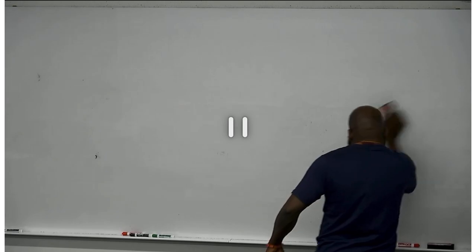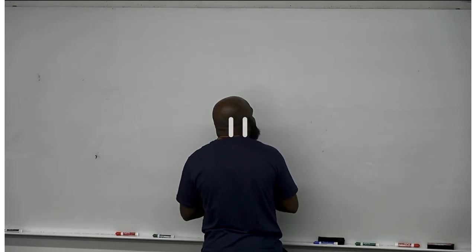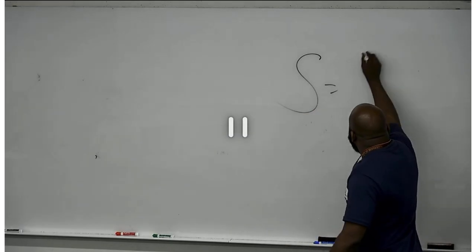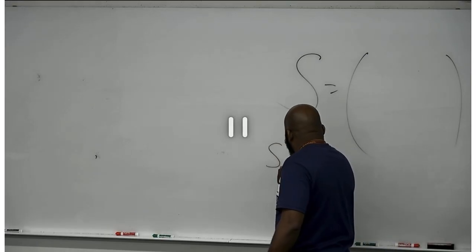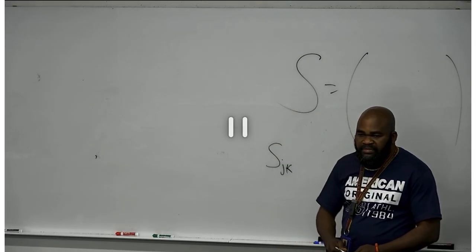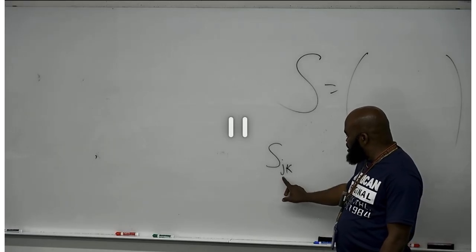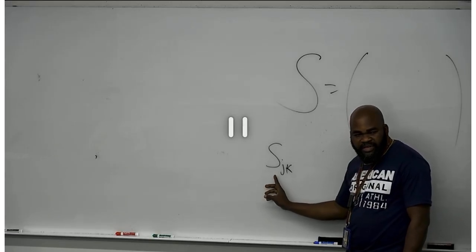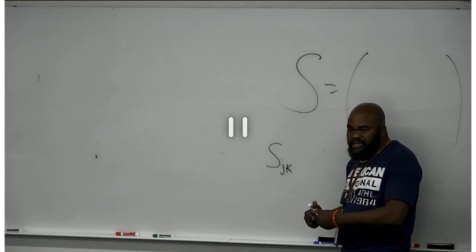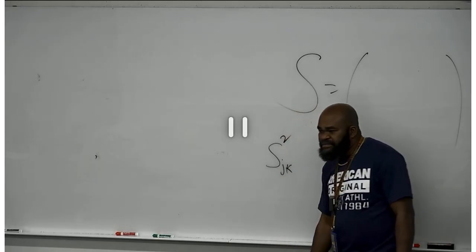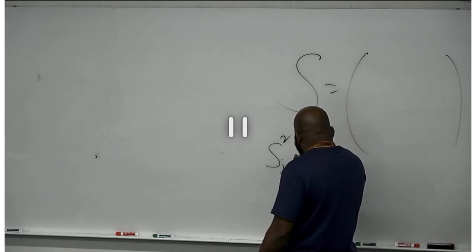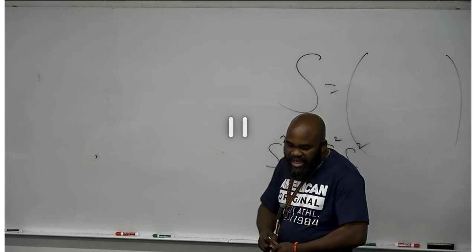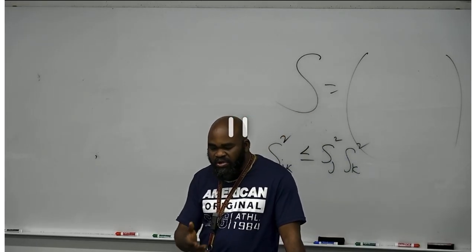If this represents the covariance, an element within the covariance matrix is what we call S_jk, which means the covariance between variable j and variable k. Now, notice that when we square that, the result is going to be less than or equal to the product of each variance. This was noted by Cauchy and Schwarz.